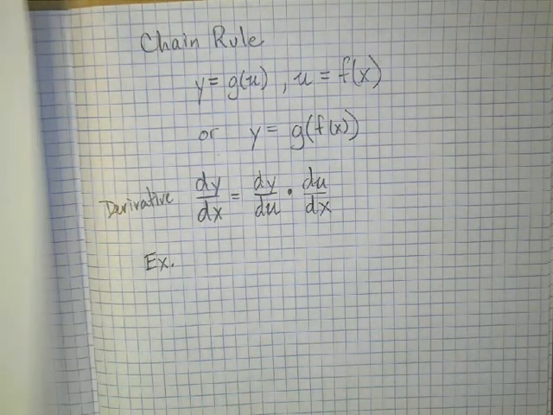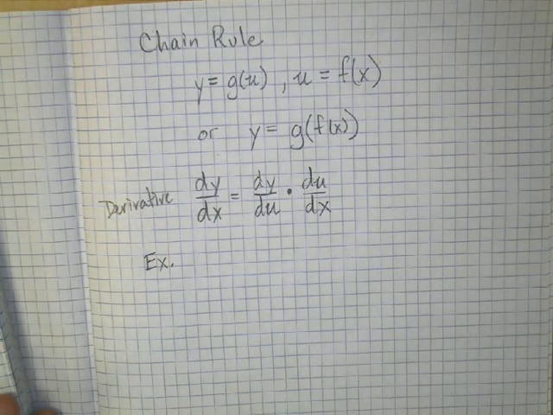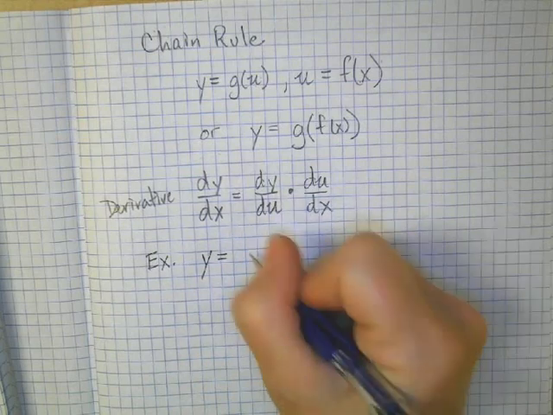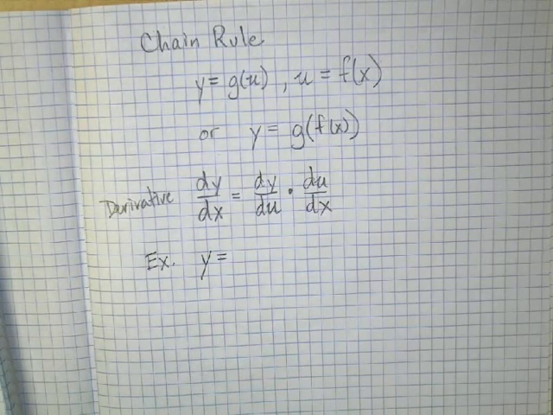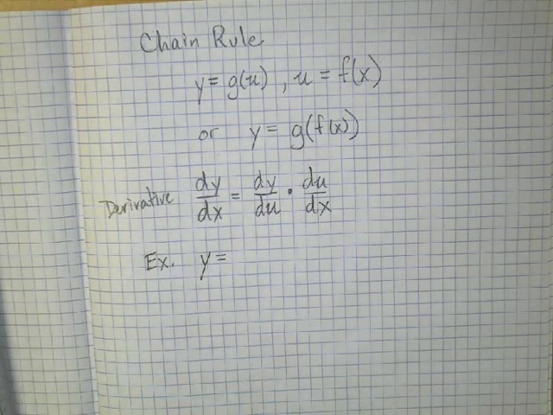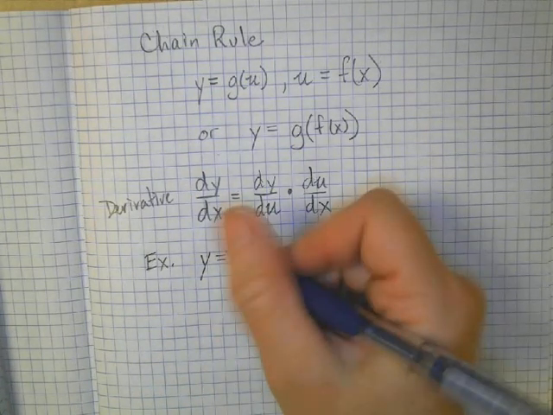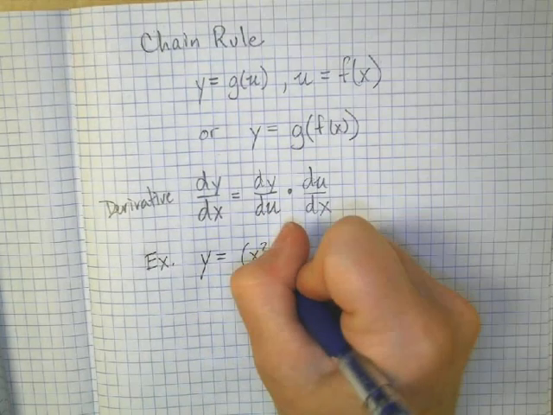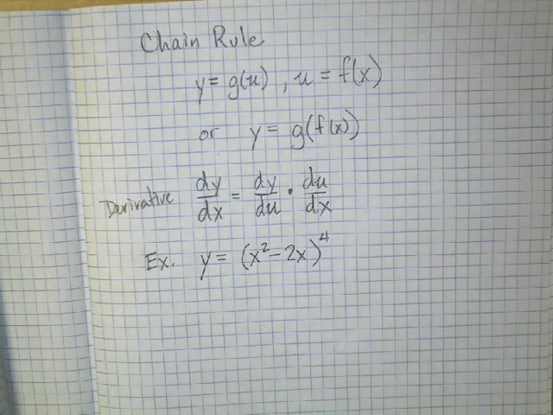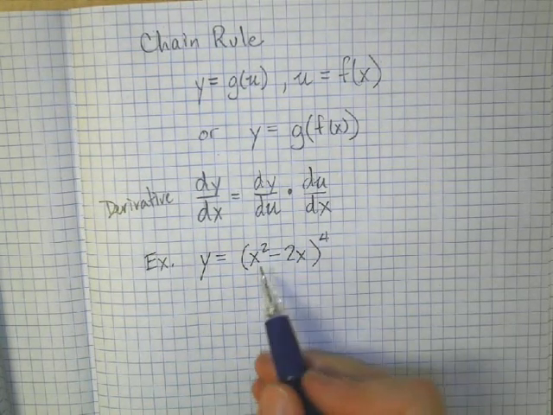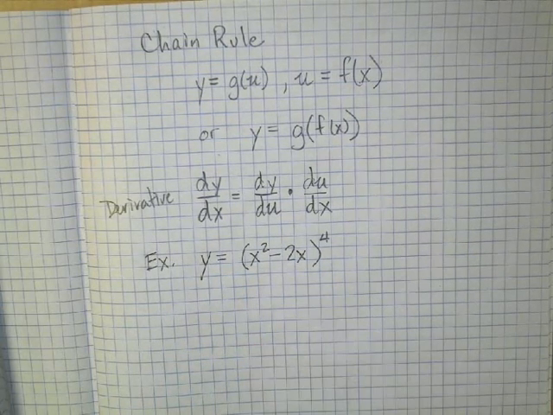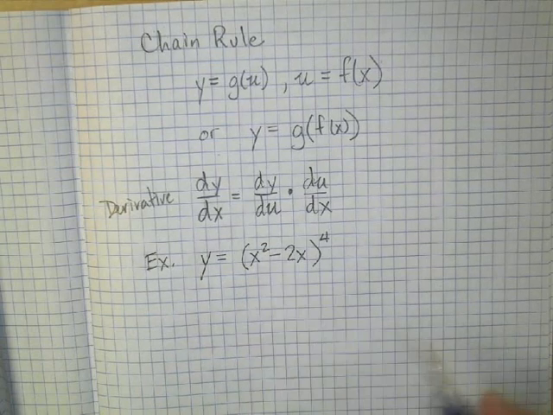So the examples that we did in class, we had, say, y is equal to, let me go to an example. Here we go. Y is equal to x squared minus 2x raised to the 4th power. So if I call this right here, if I call this u, we call this U substitution, then I can rewrite this as a very simple function.